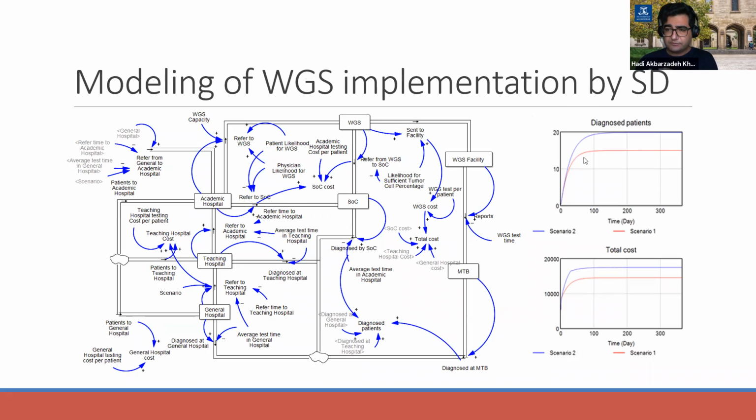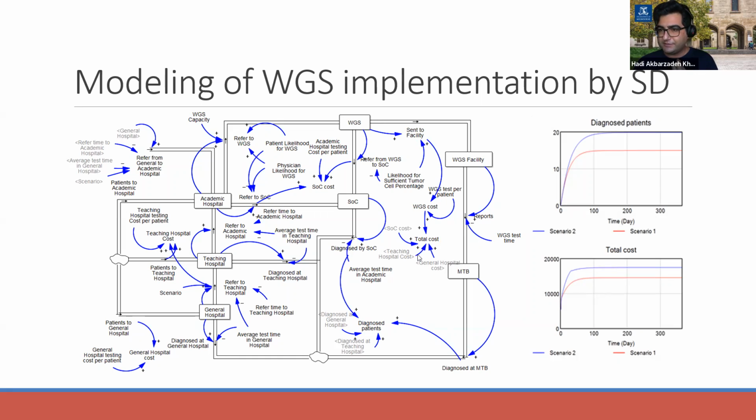Sure. These two diagrams are the outcome from our recent modeling. I told you that we had two scenarios. Scenario one was what's happening currently in terms of WGS implementation, and scenario two was we assume that if we cut the corner and send patients from general hospital to academic, what will happen? And we have two criteria of measurement that are important for us.